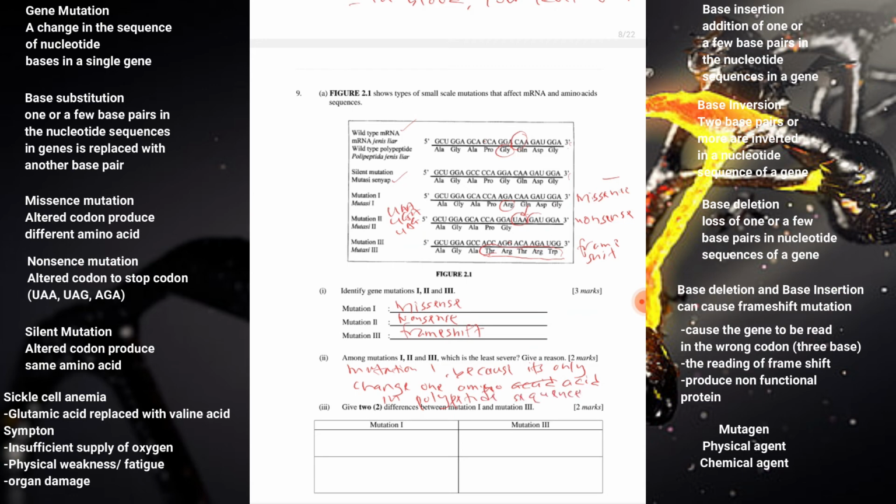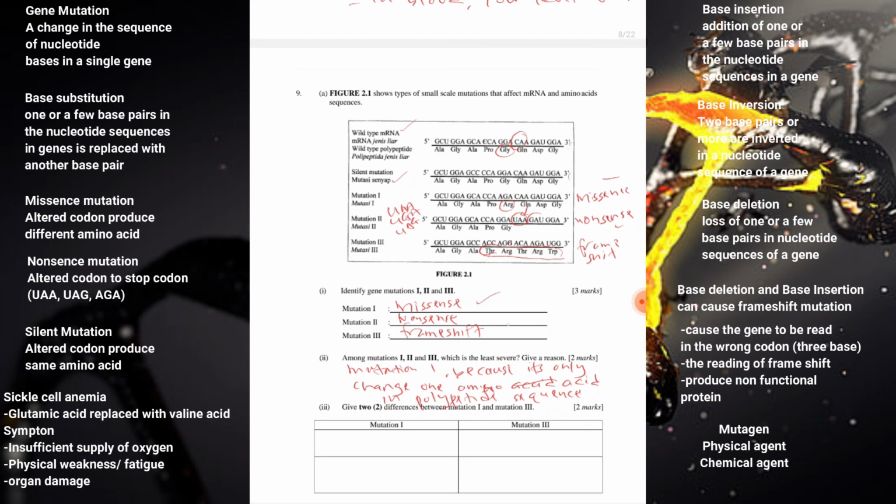I repeat again, why is missense mutation less severe compared to nonsense and frame shift mutation? Because it only changes one amino acid in the polypeptide sequence. Compared to nonsense mutation, which produces non-functional protein. And of course the frame shift will be more severe compared to missense and nonsense, because it will change the amino acid sequence and produce different polypeptides.